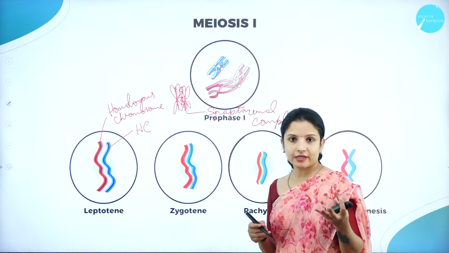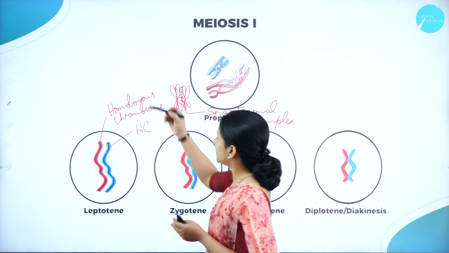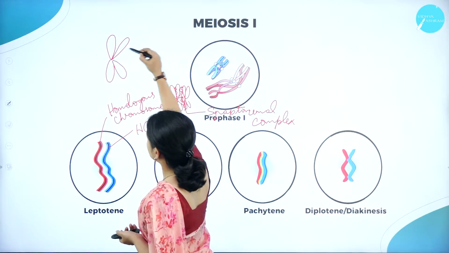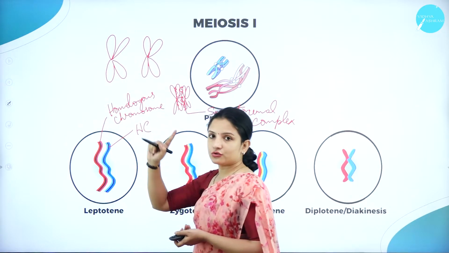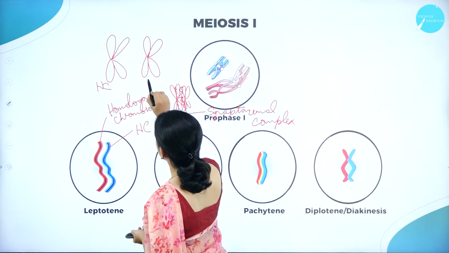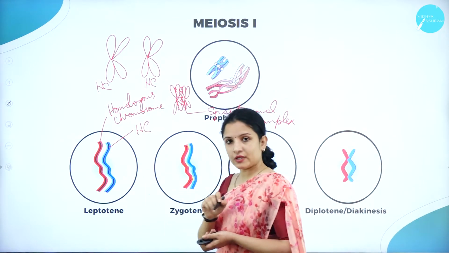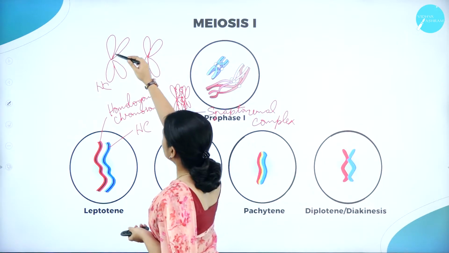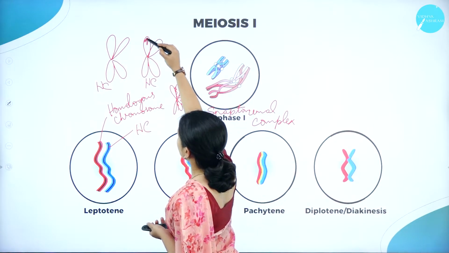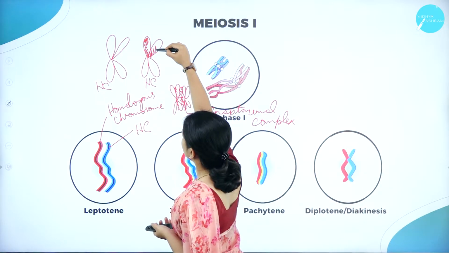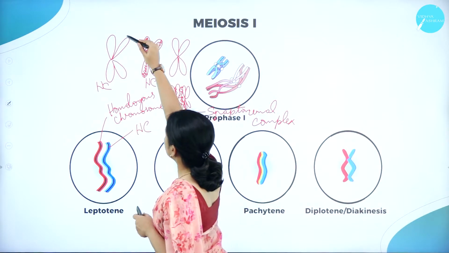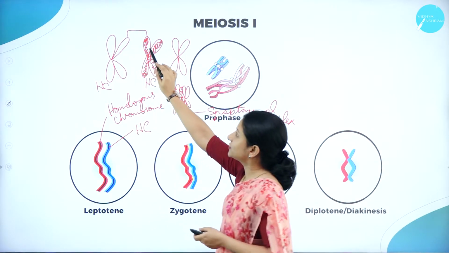So what is synapsis? I told you, two sister chromatids. To further understand, I'll just draw. Now there are two sister chromatids. This is one homologous chromosome, and this is one homologous chromosome which has paired. Here synapsis or recombination should occur. How will recombination occur? I'll just shade this for easy understanding. The pairing or synapsis will occur between non-sister chromatids. These are the non-sister chromatids.